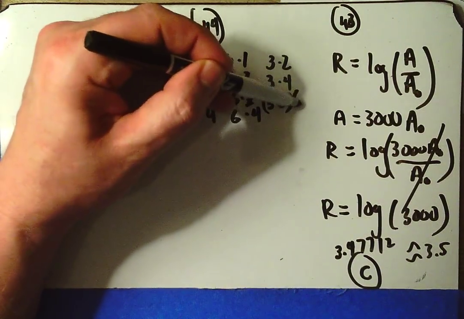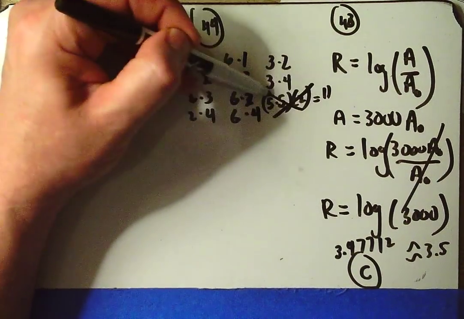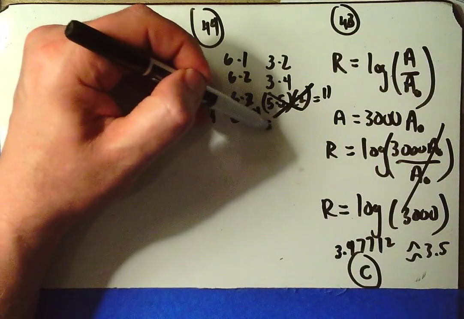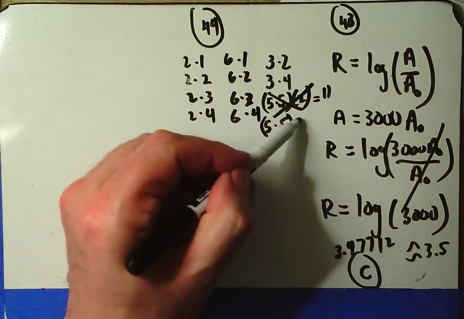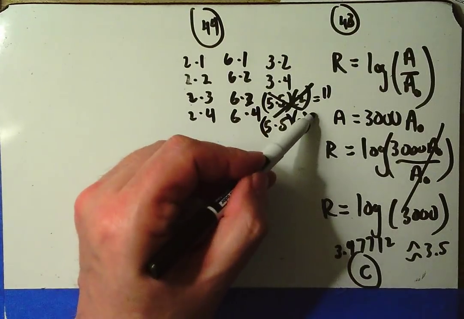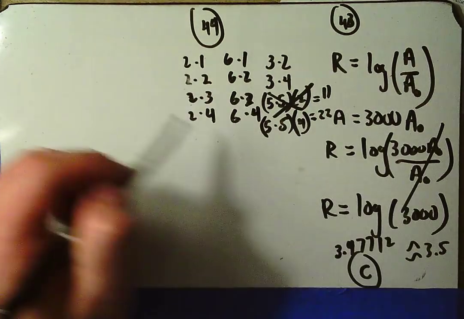5.5 times 2? Well, that's 11. That doesn't give me an even number, so that doesn't count. But the 5.5 in set P times the 4 in set Q, well, that would give me 22, and that is even. So how many evens did I have?